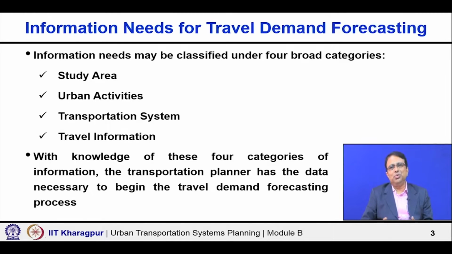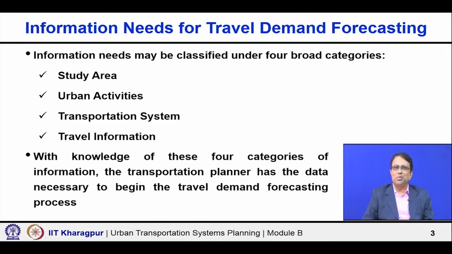So, if we come back just to remind ourselves again, there are four major areas where we need the data. One relates to the study area, then urban activities, then the transportation system, and then travel information. If we have data covering all these four areas, then we are ready to go ahead with the travel demand forecasting process.